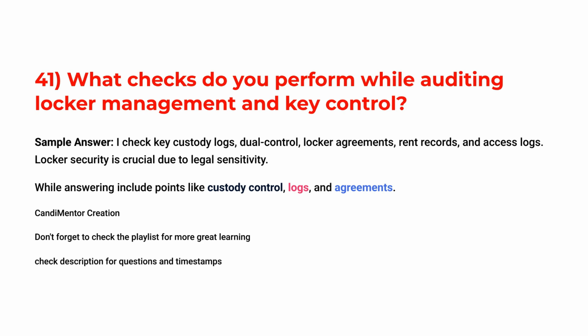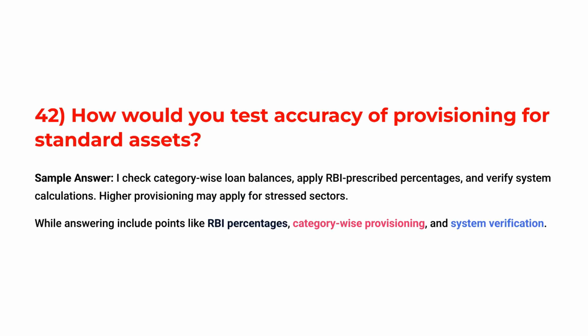While answering, include points like custody control, logs, and agreements. How would you test accuracy of provisioning for standard assets? Sample answer. I check category-wise loan balances, apply RBI prescribed percentages, and verify system calculations. Higher provisioning may apply for stressed sectors.